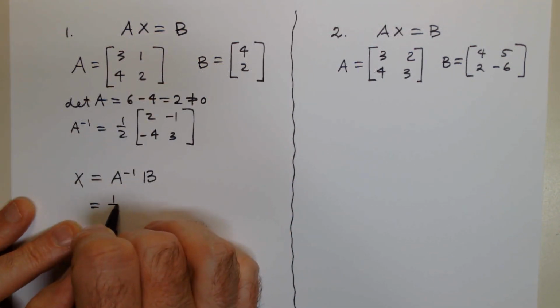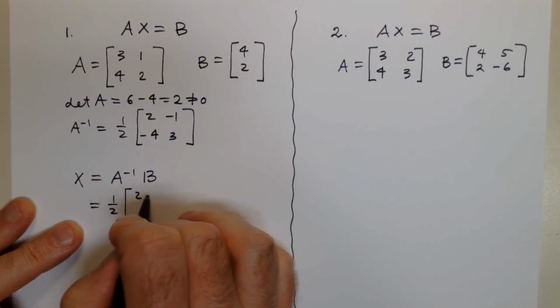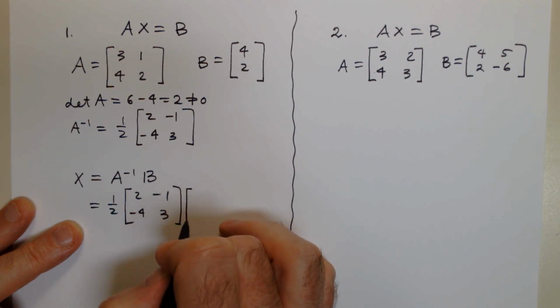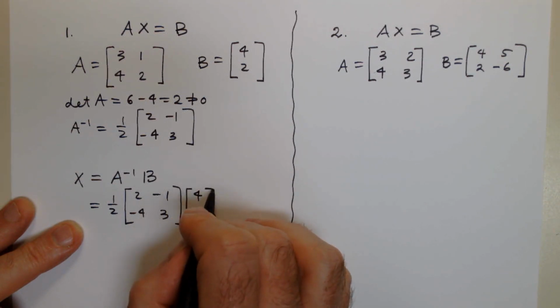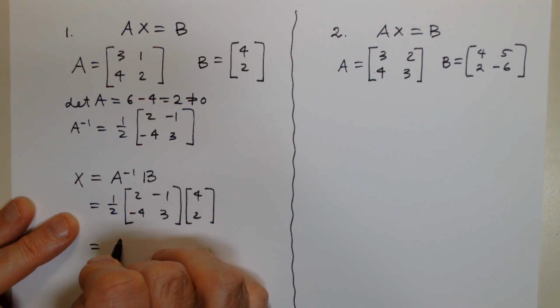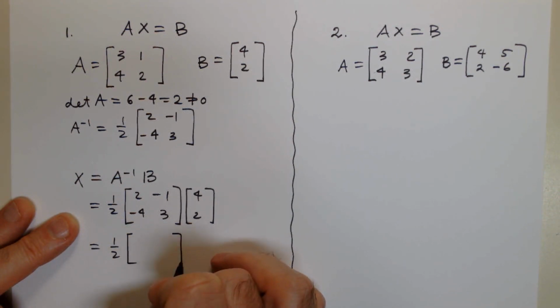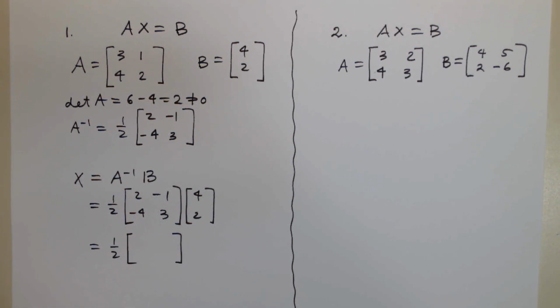And in this case, that's going to be 1/2 times the matrix [2, -1; -4, 3] multiplying [4; 2]. Now, I'm just going to leave the scalar out in front here and do all my matrix multiplication first. So let's see what we get.